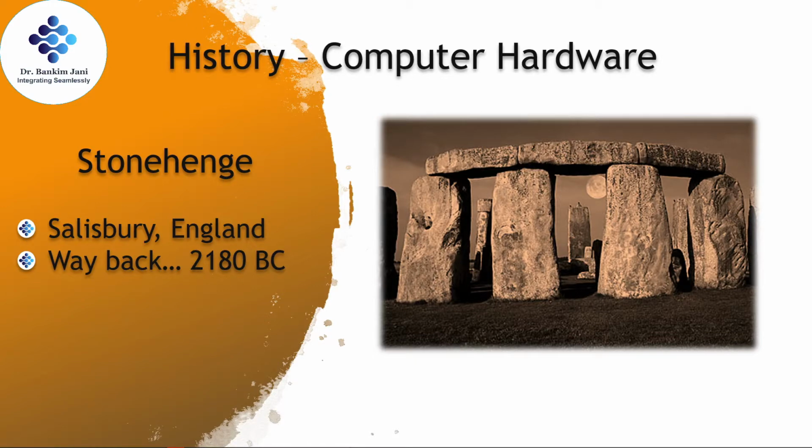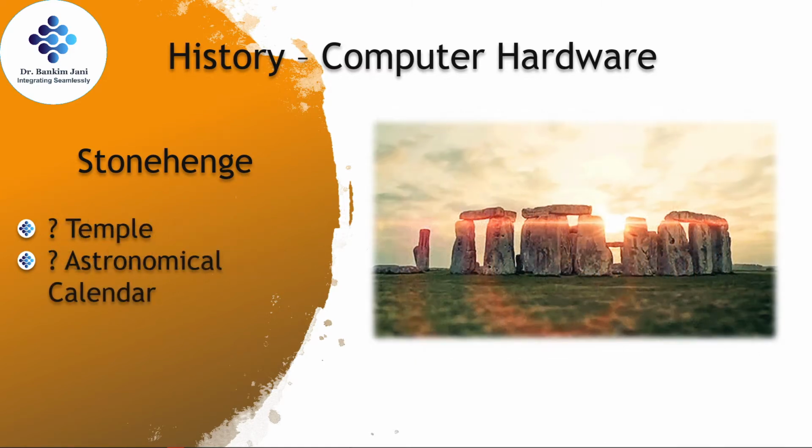This is Stonehenge, a stone structure that rises majestically out of the Salisbury Plain in England. It was built way back in about 2180 BC. Its purpose is still a mystery. There are some theories that the rising sun appears behind one of the main stones, giving the illusion that the sun is balancing on the stone.